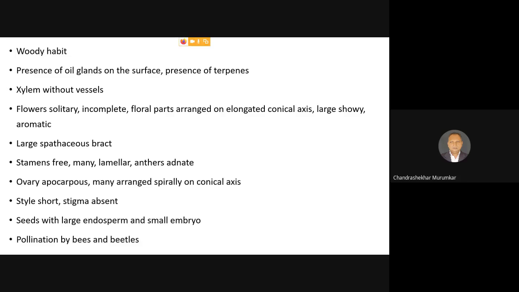There is a presence of large spathaceous bract. So this is a very interesting character which is seen in the pteridophytes, where the megasporophylls are protected by a sterile bract. So this is a representative of that, where a large spathaceous bract is present even in the magnolia. So the stamens are free, they are many, they are lamellar, the anthers are adnate, that is they are laterally attached. The ovary is apocarpous with many ovules.